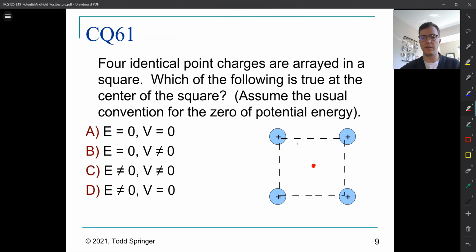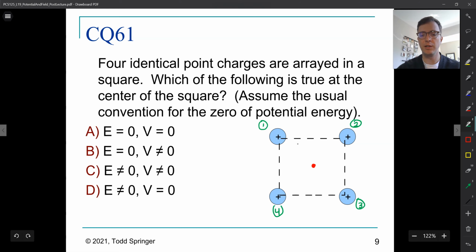Hopefully you've committed to one of these answers now. Okay, so think about it separately, E and V. Let's label them 1, 2, 3, and 4, all the charges. What's the electric field at the center from charge 1? It points away from charge 1. So this I would call E1, let's say. And what's the electric field from charge 3? Well, that would point away from charge 3, so that would be like this, right? This would be E3.